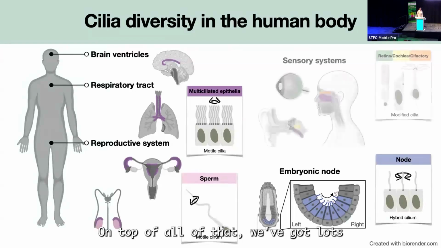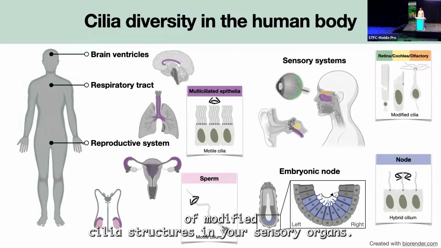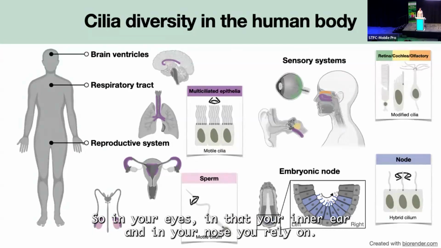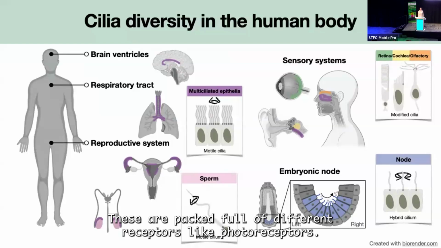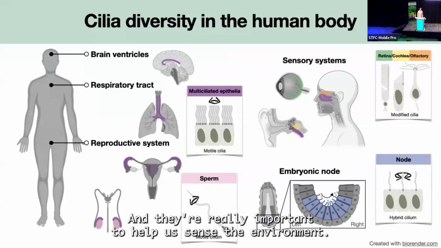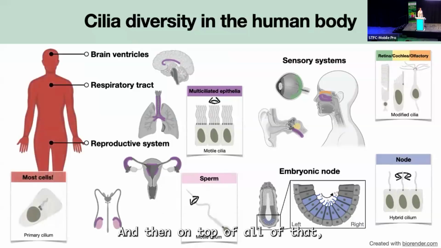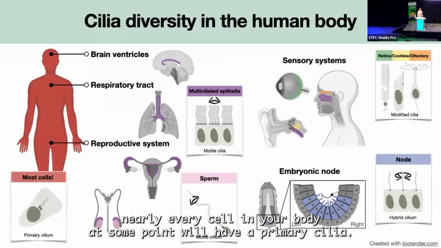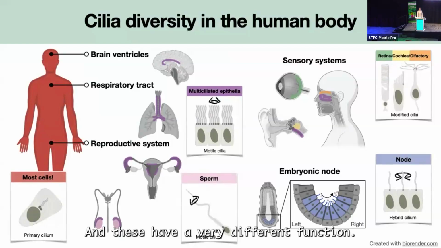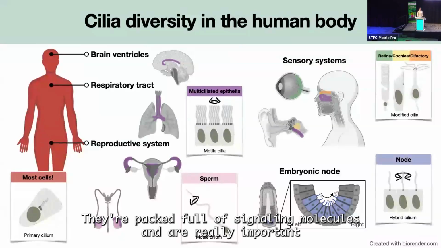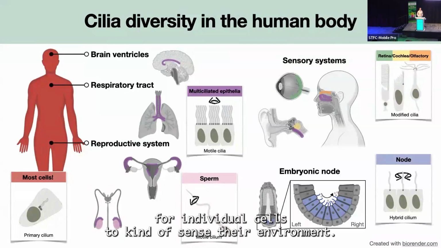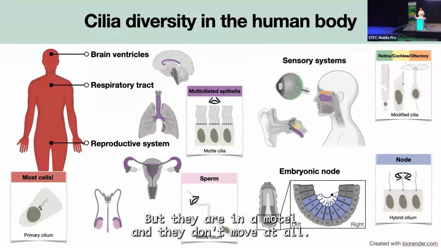On top of all of that, we've got lots of modified cilia structures in your sensory organs. So in your eyes, in your inner ear, and in your nose, these are packed full of different receptors, like photoreceptors, and they're really important to help us sense the environment. And then on top of all of that, nearly every cell in your body at some point will have a primary cilia. And these have a very different function. They're packed full of signaling molecules and are really important for individual cells to kind of sense their environment, but they are immotile and they don't move at all.